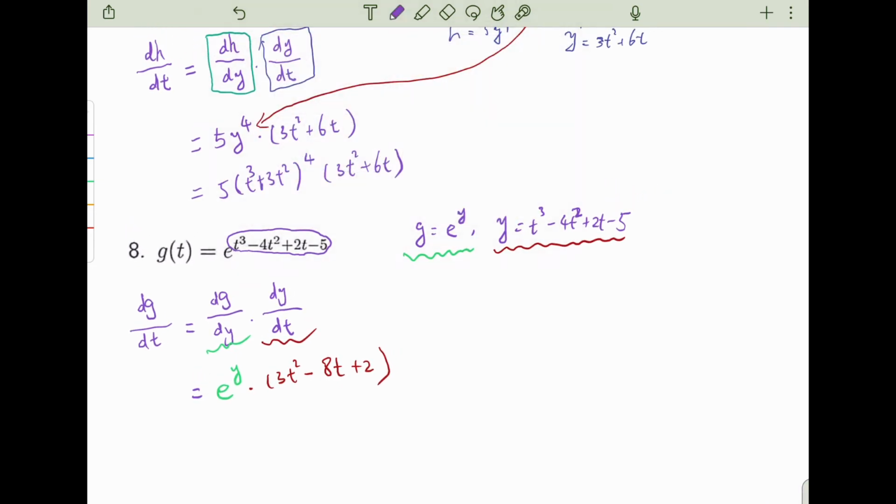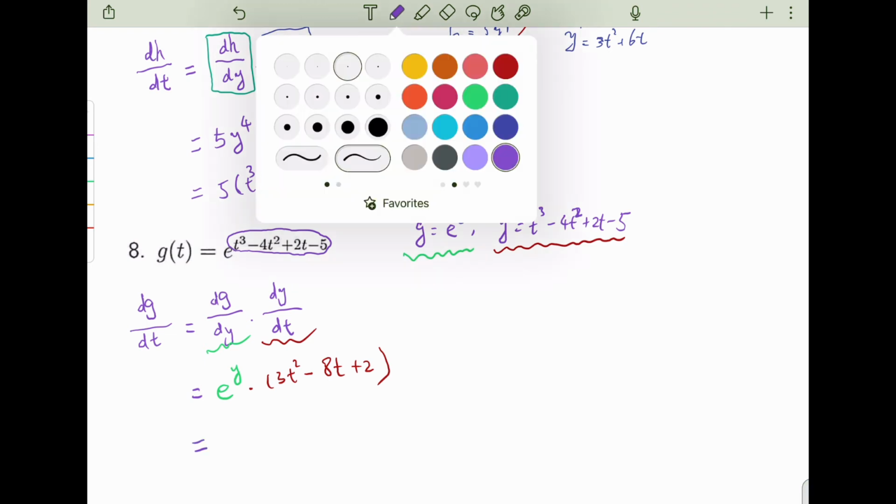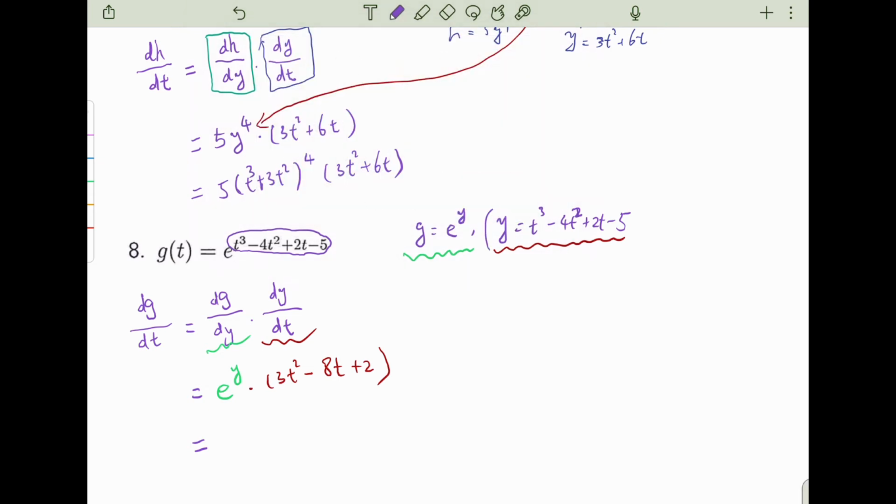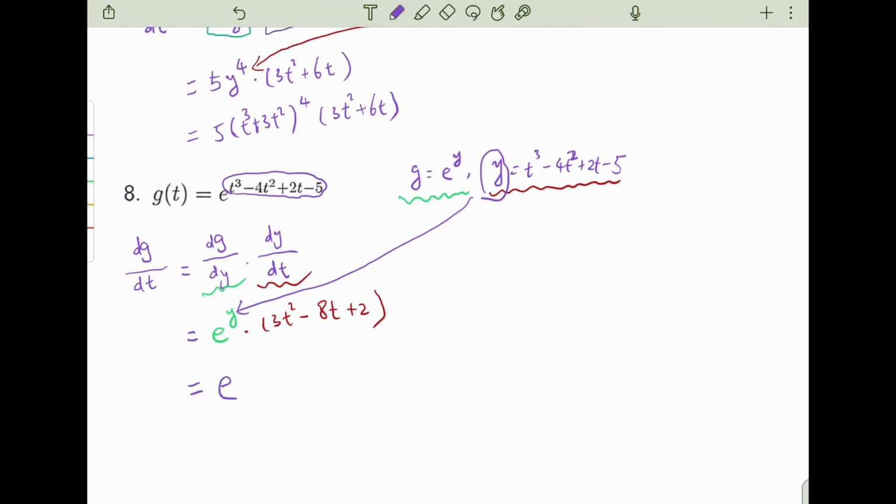And next step, we replace y with this expression. y here is replaced with the expression. So we have e to the t cubed minus 4t squared plus 2t minus 5 altogether, times 3t squared minus 8t plus 2. Okay, that is the final answer.